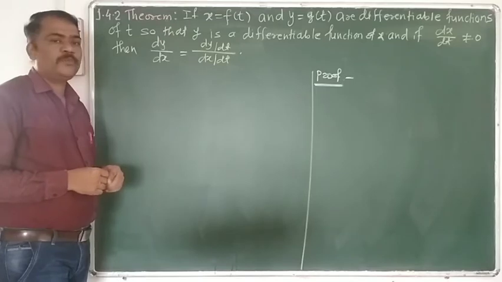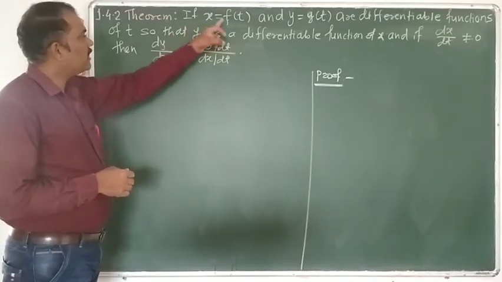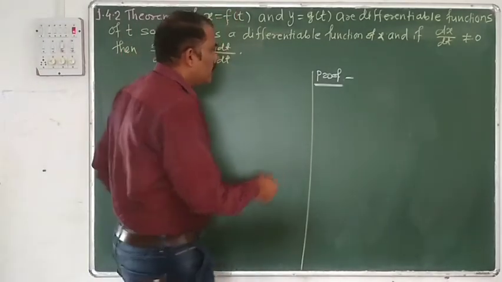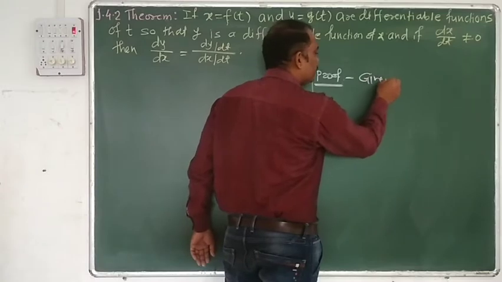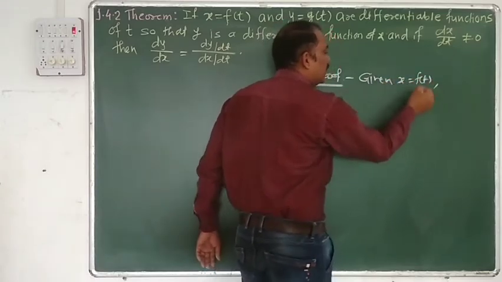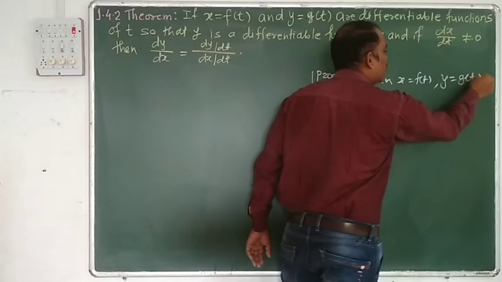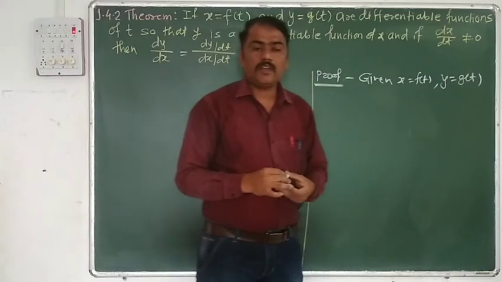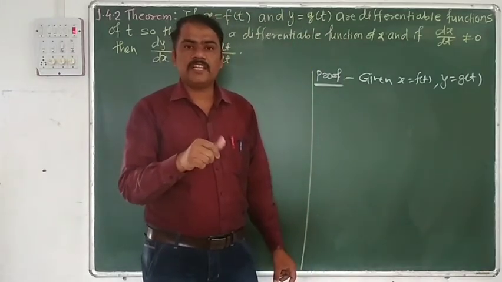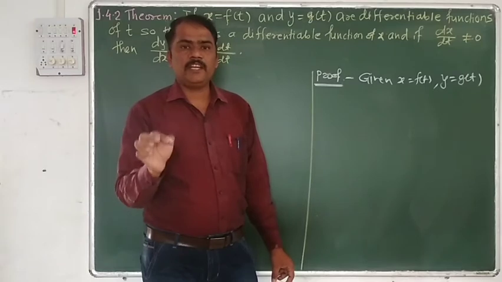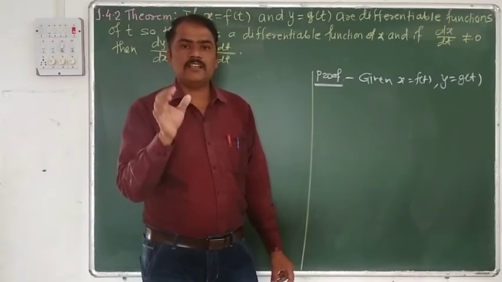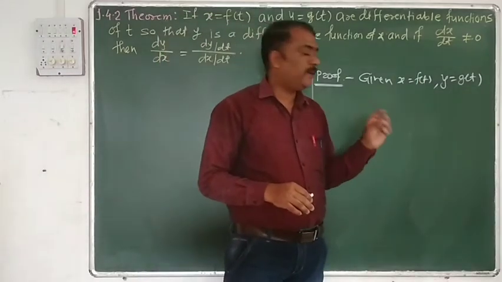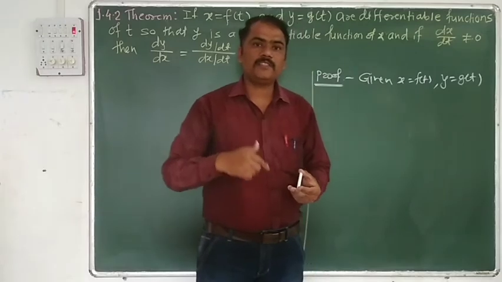Now we have to discuss the proof of this theorem. What is given here? Given x is equal to f of t, y is equal to g of t. X is dependent on t, y is dependent on t. It means that t is not dependent on x and y. It means that t is an independent variable. First we have to understand the independent variable and dependent variable. Here t is an independent variable, x and y are the dependent variables on t.